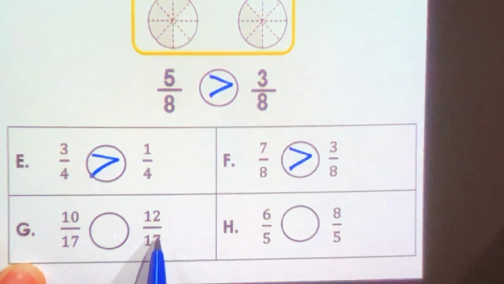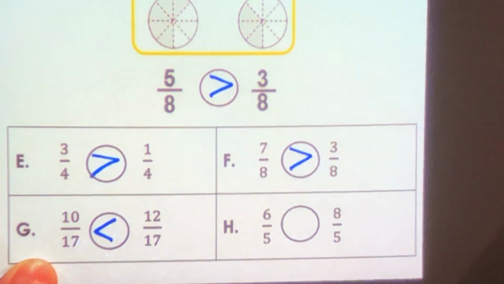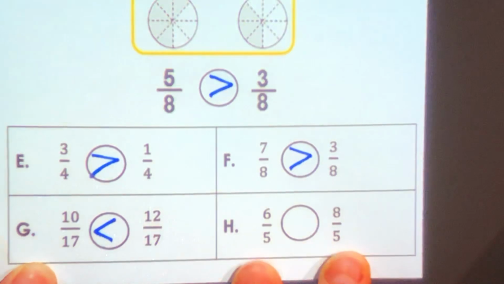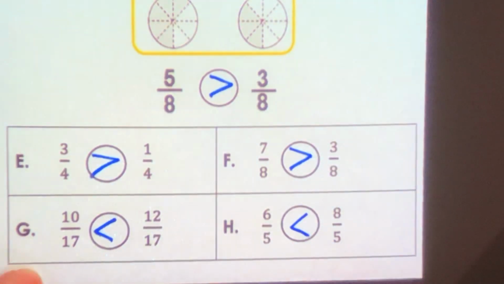10/17 and 12/17, those denominators are the same. That means the pieces are the same size. 12 is greater than 10. And for H, they both have a denominator of 5. Again, I included an improper fraction, so you see the rules are the same. If my denominator is the same, that means they're the same size piece. So if you have pieces of the same size, the person that has 8 of those pieces is going to have more than the person that has 6.